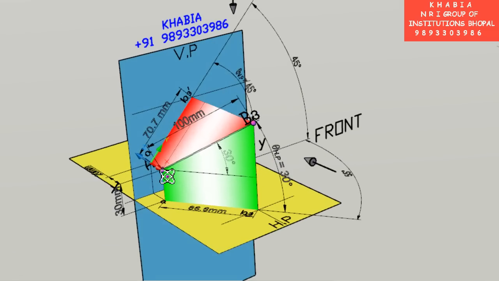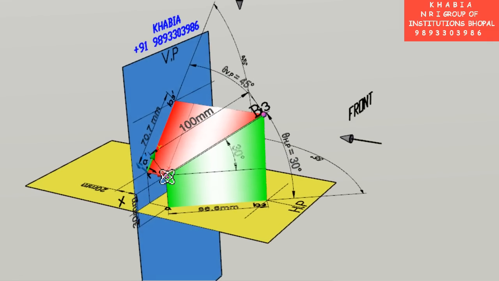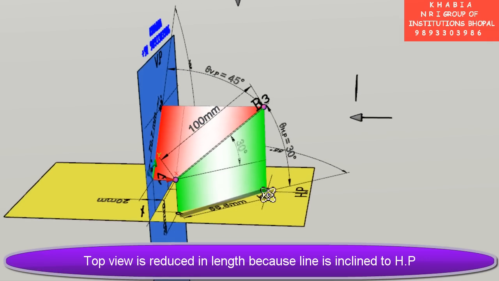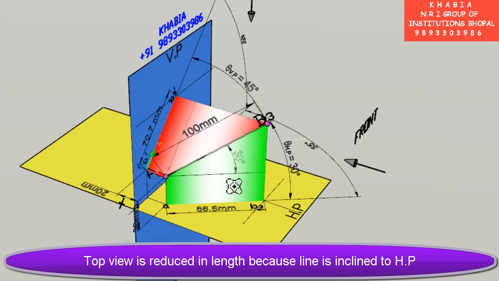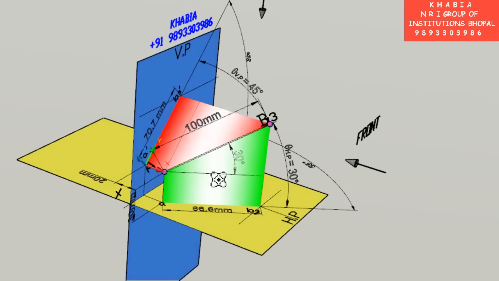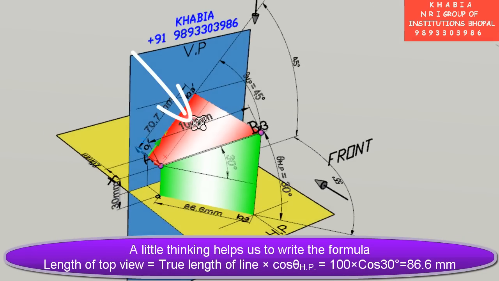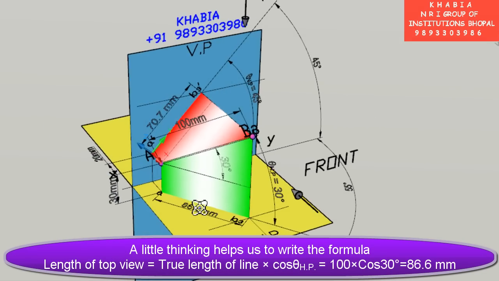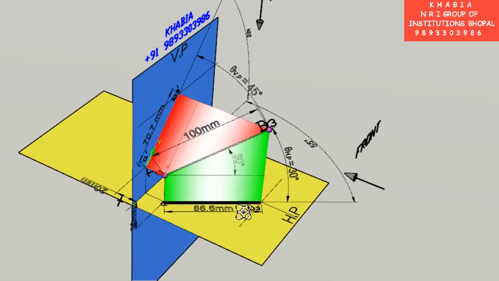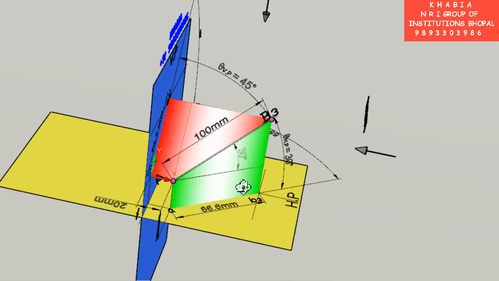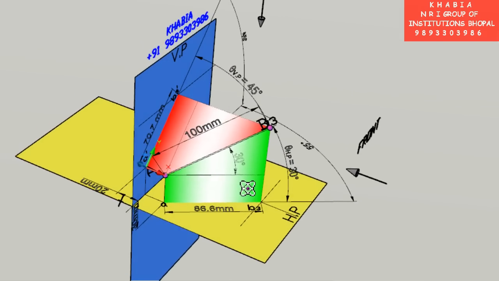From this 3D model, you can also conclude that top view of the line is reduced in length because line is inclined to HP. You can observe that true length of line is 100 mm, whereas the length of top view of the line is 86.6 mm as given by AutoCAD.